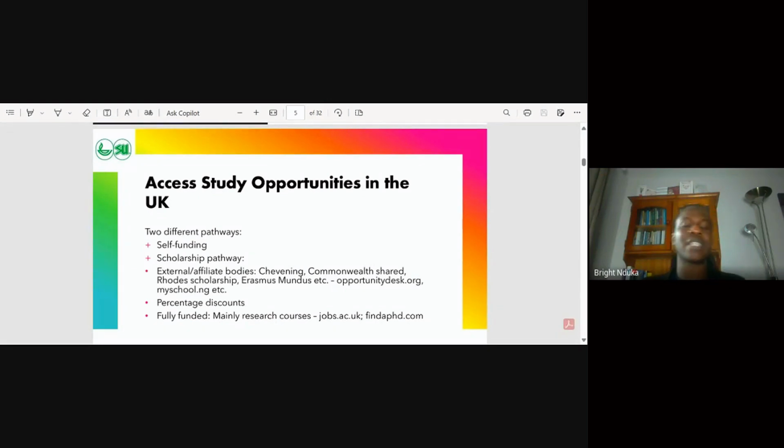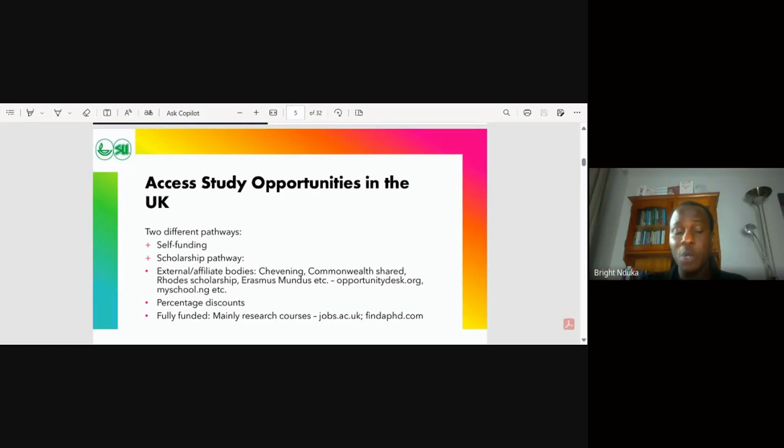So how do I access this scholarship, this external body or affiliate bodies? Look at websites like opportunitydex.org and myschool.ng. These websites offer you information about when the scholarships are opening and when they are closing. I think the Chevening scholarship usually opens around July and ends around November every year. So you need to check it and plan ahead on all of this.